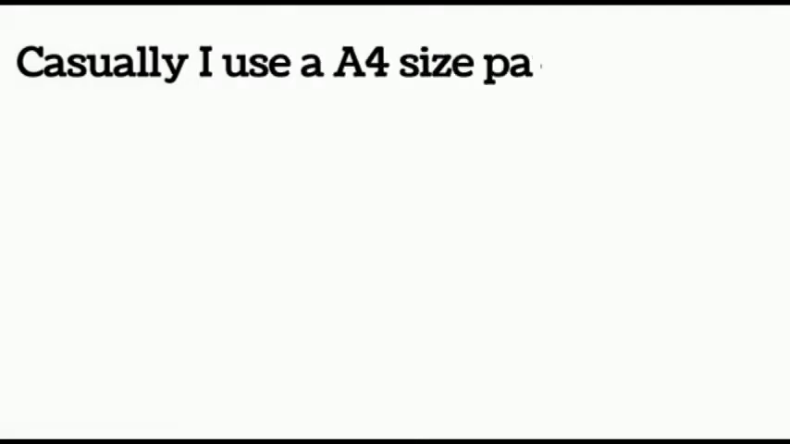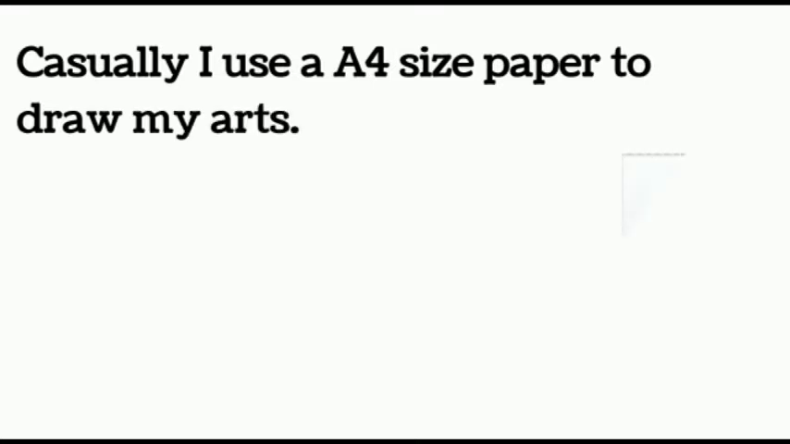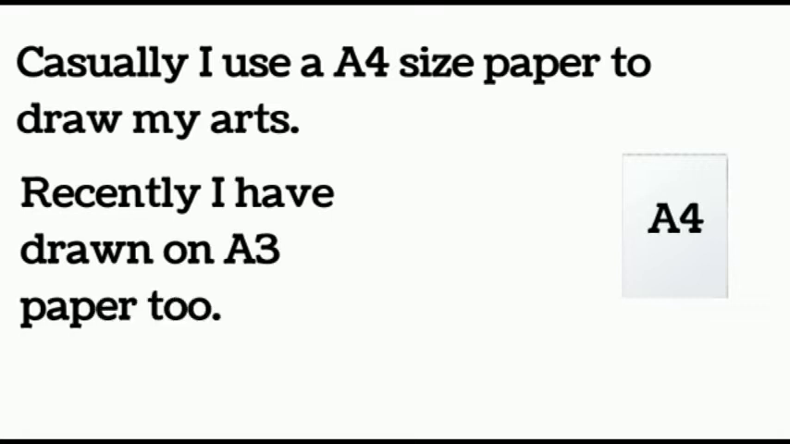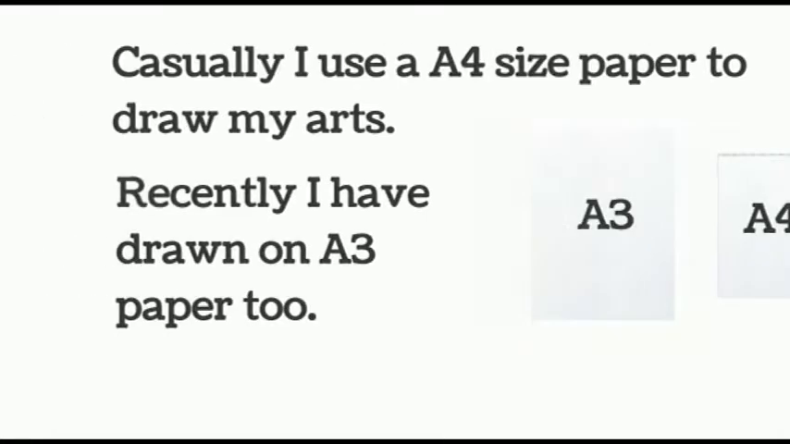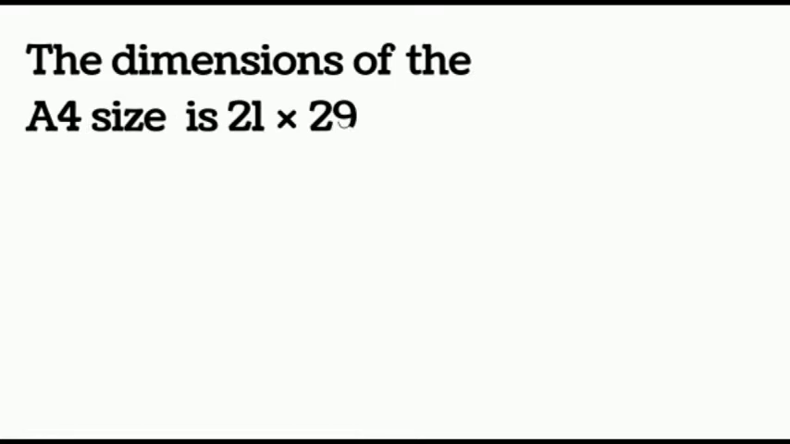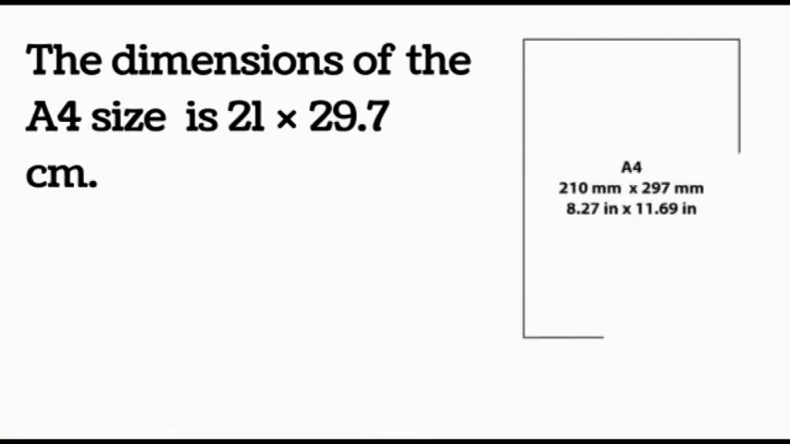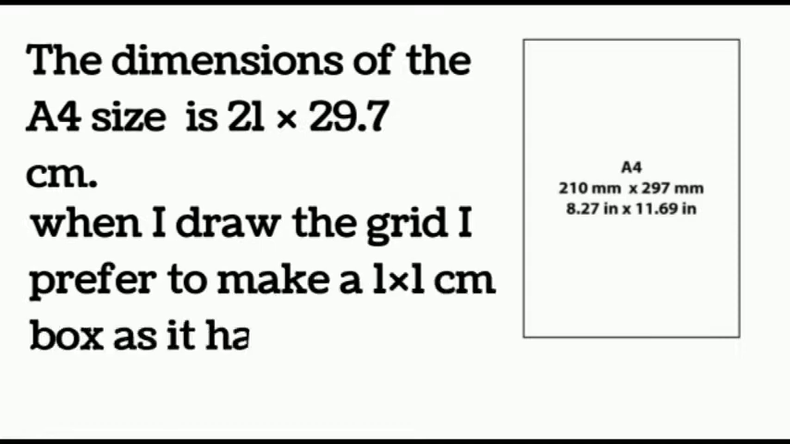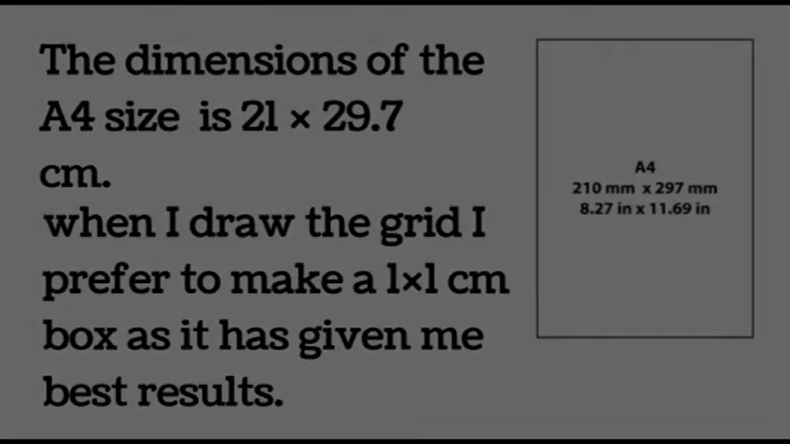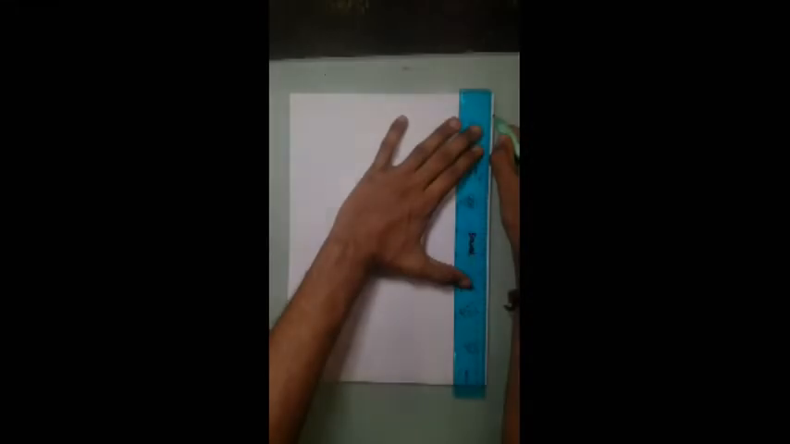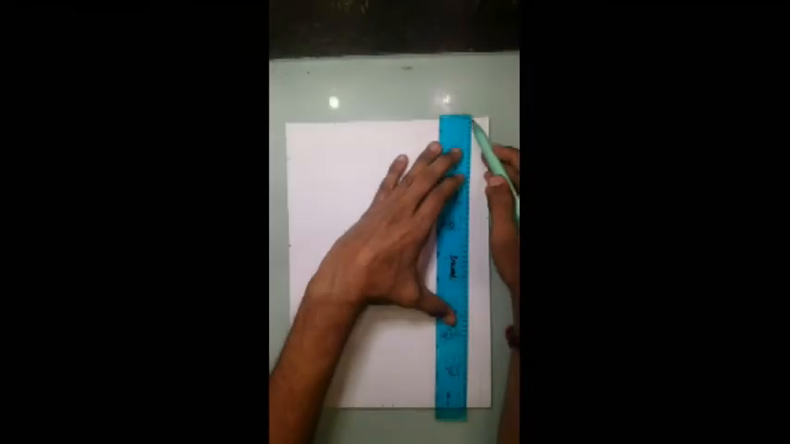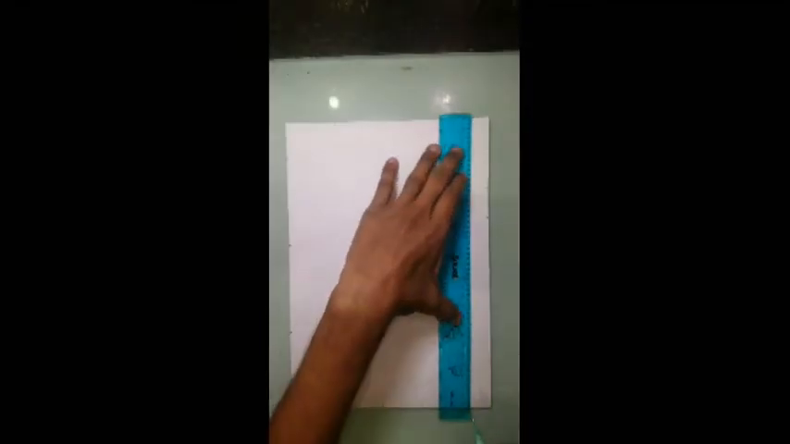Casually, I use an A4 size paper to draw my arts. But recently, I have drawn a few arts on A3 paper too. As we know, the dimensions of the A4 paper will be 21 into 29.7 centimeters. When I draw the grid, I prefer to make a 1 into 1 centimeter box as it has given me the best results. Using a ruler, I first mark the points at differences of 1 centimeter on the vertical and horizontal side. Then joining the dots, I draw my grid over the sheet.